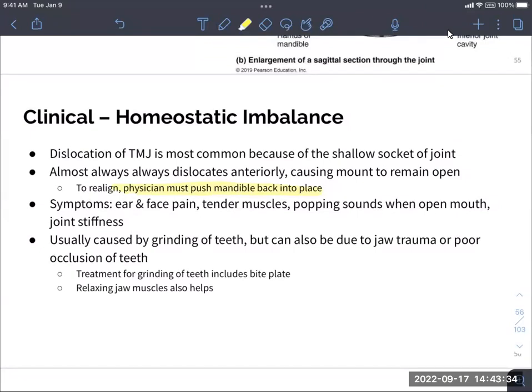If somebody's temporomandibular joint is causing pain, they usually have ear and face pain. Their muscles are sore. They'll have some kind of popping and clicking sound when they open their mouth. If you watch them open and close their mouth, you'll usually see some kind of deviation to the side as well. Kind of interesting to watch. They usually have stiffness in their jaw. And as I said, it's caused by grinding of teeth, but it could be due to trauma.